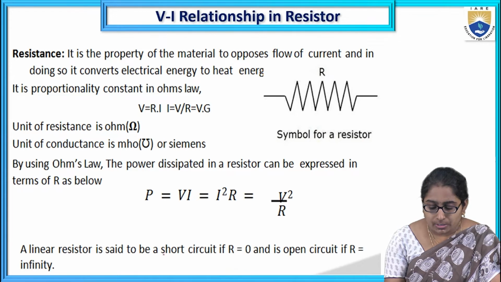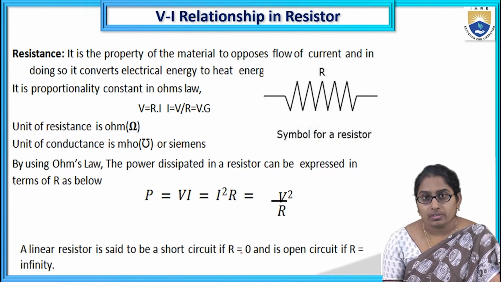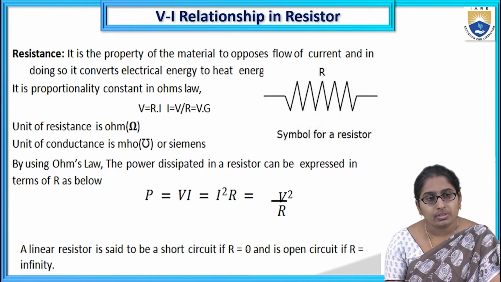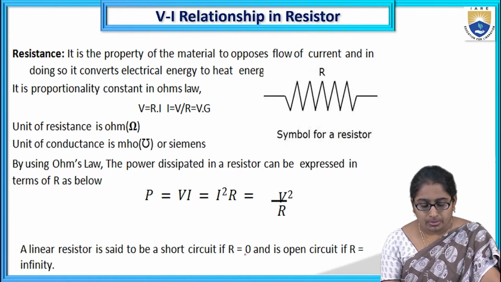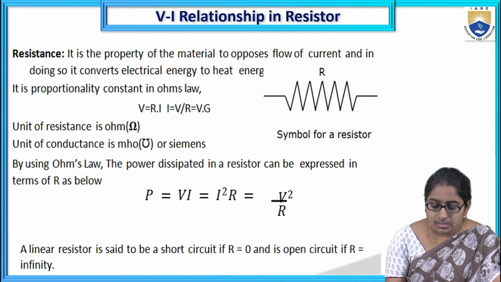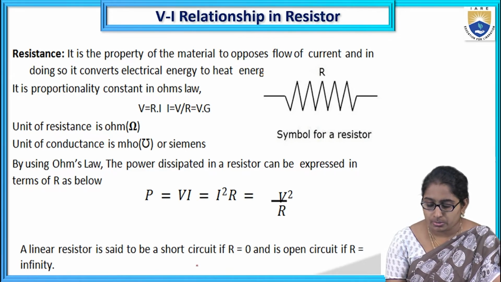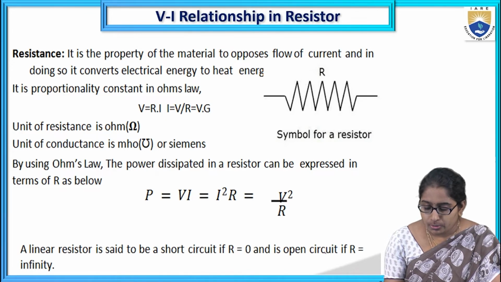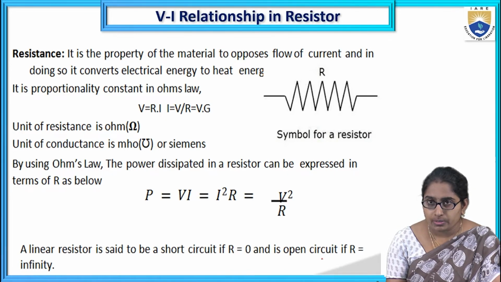A resistor is said to be short circuit if R equals 0. If the resistance value is 0 in a circuit, then we say this is a short circuit. And it is open circuit if R equals infinity.